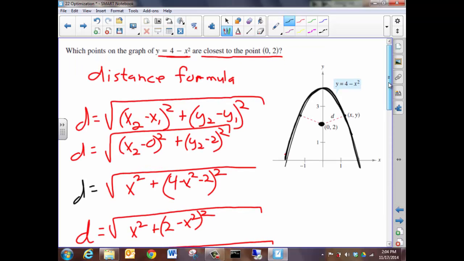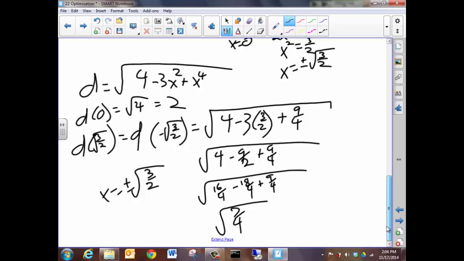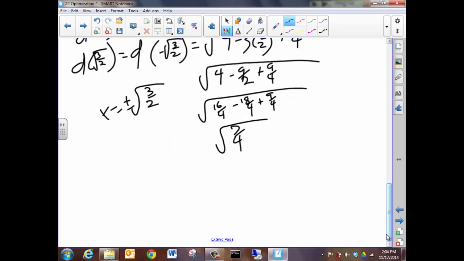The question is, did we answer the question? Which points are closest? What do we know? We know x. We know when x is that number. How do we find y? 4 minus 3 halves. 2.5. Yes, sir.